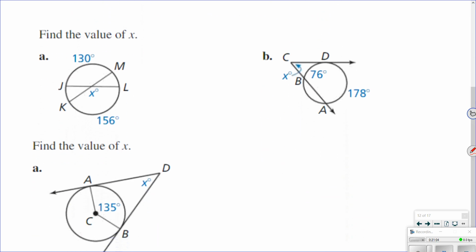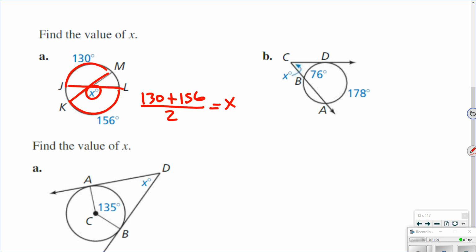So if you look at this first one, I'm trying to find this angle right here. Those cross on the inside of the circle. That means I add the two arcs. That angle intersects this arc and that arc. So I go 130 plus 156. I take half of that, or divide it by 2. That tells me what x is equal to. So that's 286 divided by 2, or half of that, and we'd find it.